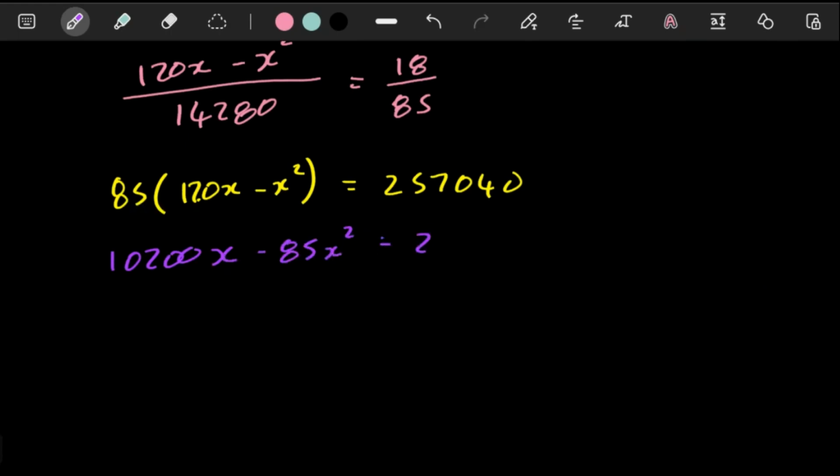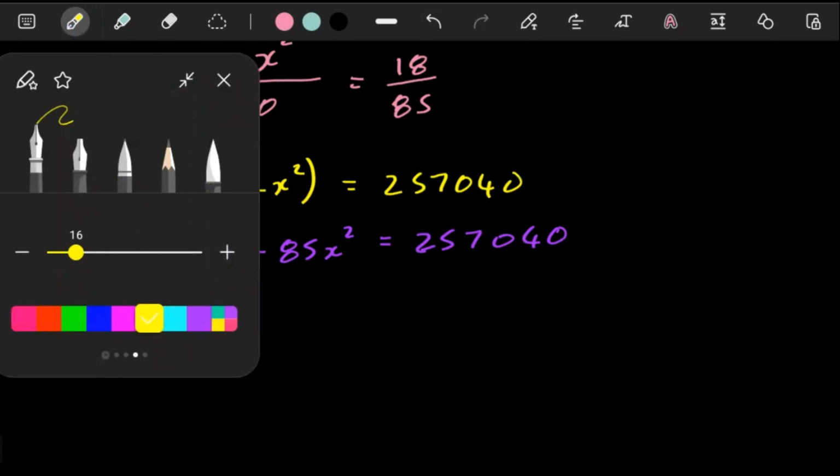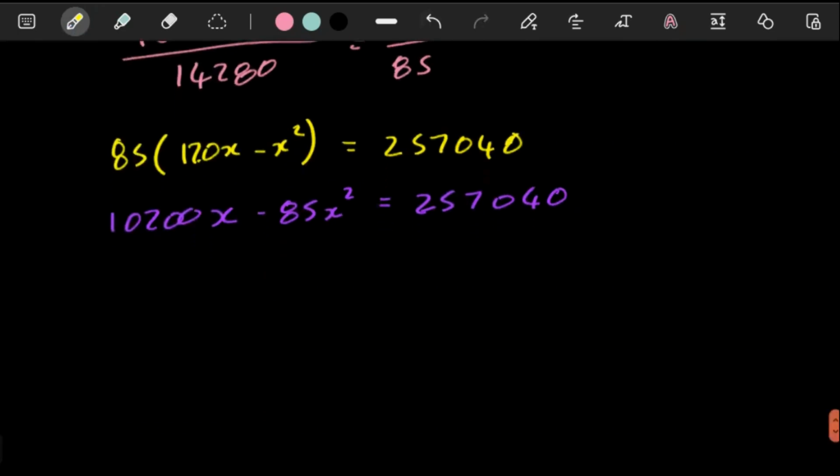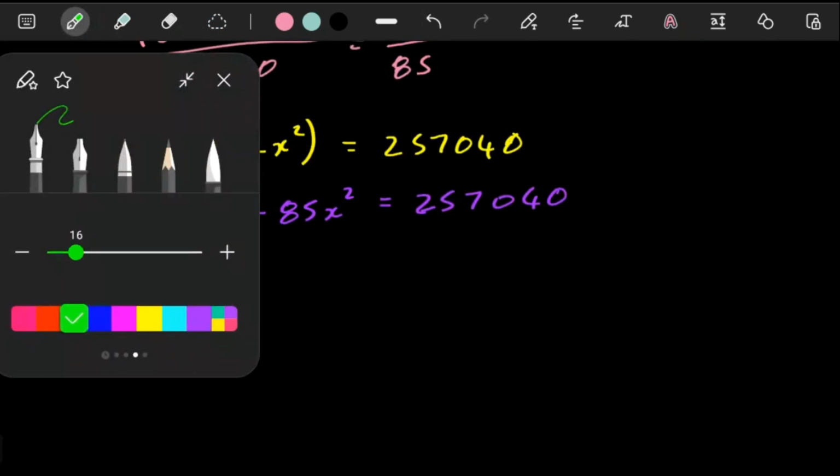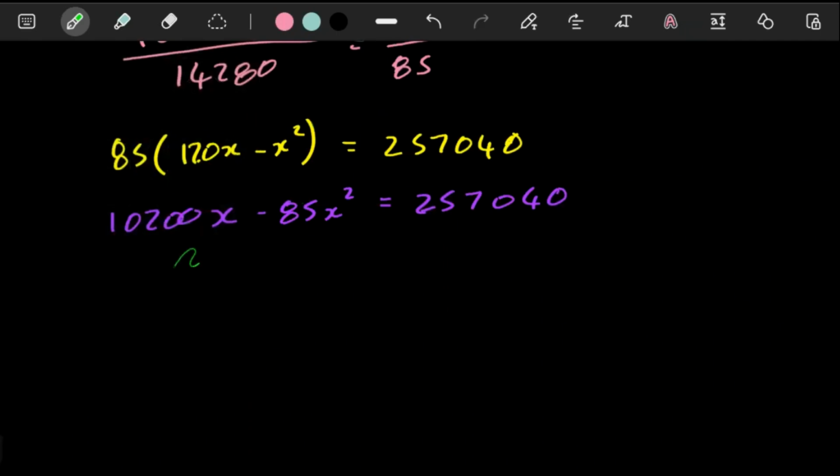This is what we have here. Okay, fine. Everything seems to be going very nicely, right? So let's take everything to one side so that we can eventually use the quadratic formula. Remember, the quadratic formula does not discriminate. So even if your numbers are big, it's fine.